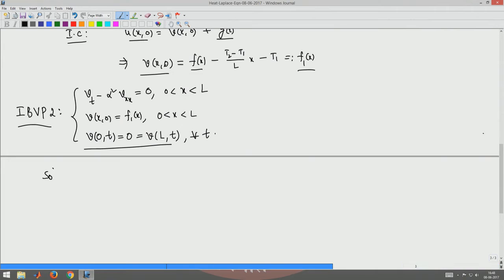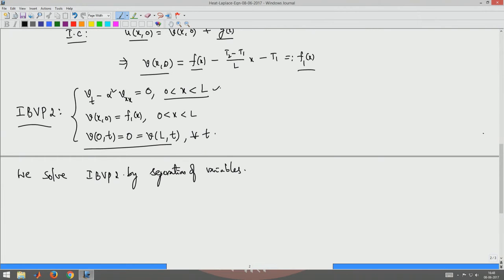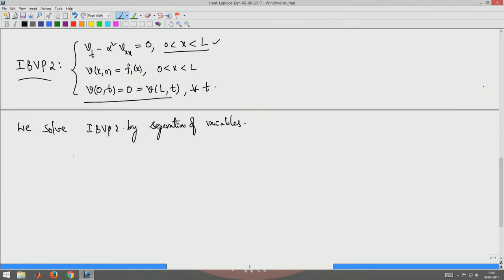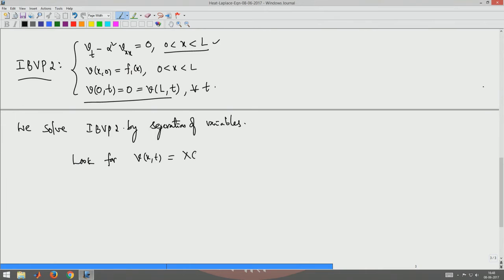We solve initial boundary value problem 2 for v of x,t by separation of variables, because the domain is finite. So, look for a solution of this form: V of x,t as X of x times T of t, a non-zero solution. Because it is a homogeneous equation, you can always say 0 is a solution, but I am looking for a non-zero solution.